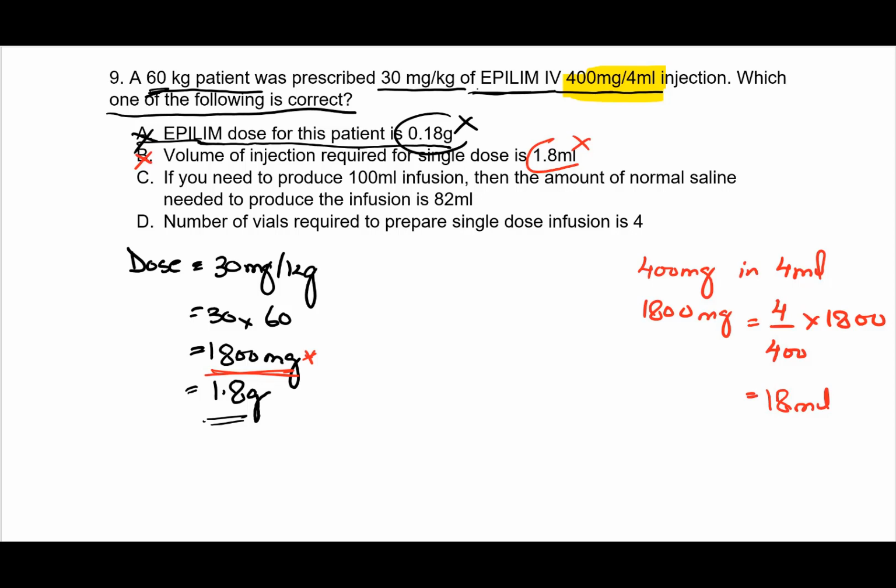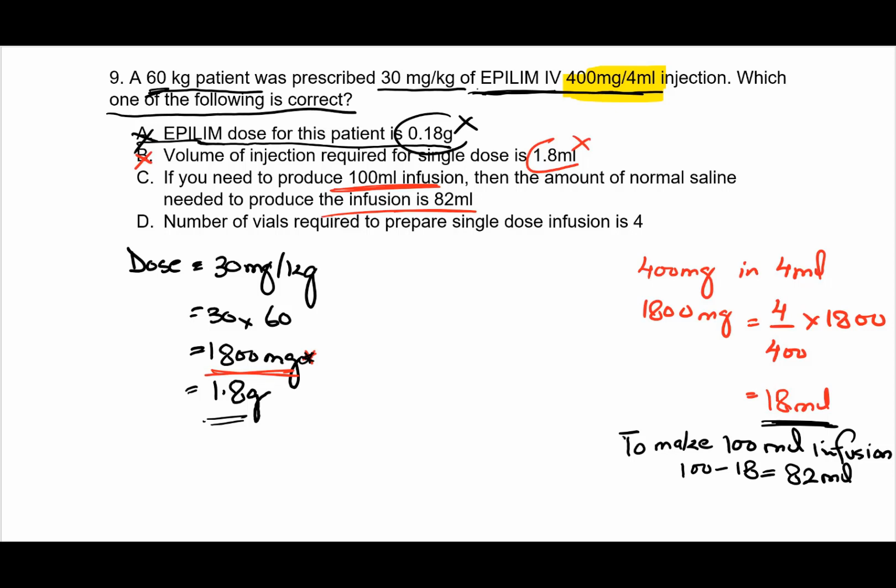It says if you need to produce 100 milliliters of the infusion, so that's the final volume of the infusion, then the amount of normal saline needed will be 82. If you look at it, the amount of this injection I will take is 18 mils, because this 18 mils is going to have this 1800 milligram dose. So I would take 18 milliliters of the injection, and to make 100 mils of infusion, how much normal saline would I add? That would be simply 100 minus 18, that's 82.